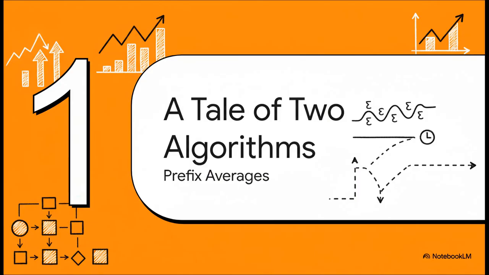To really get to the bottom of this, we need a real-world example. So let's dive into a tale of two algorithms. They're both designed to do the exact same job, calculating something called prefix averages. Now that might sound a little technical, but the idea is actually pretty simple. And the difference in how they do it, well, that's what's so important.